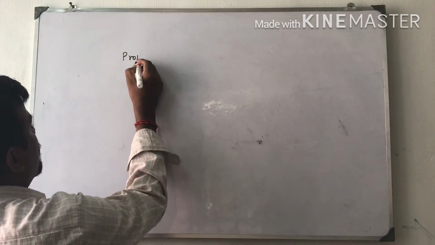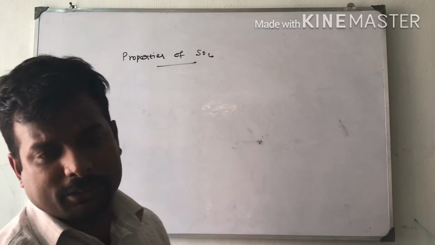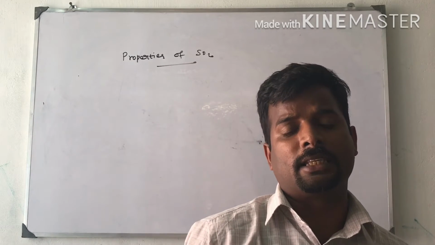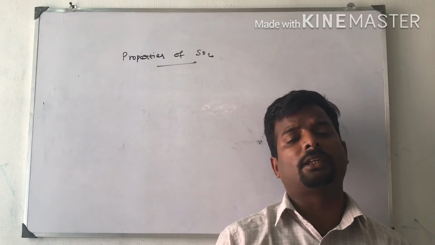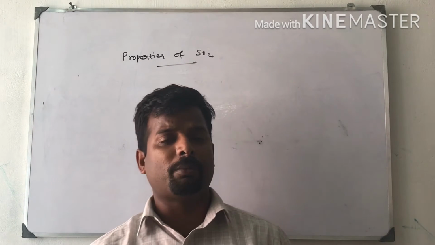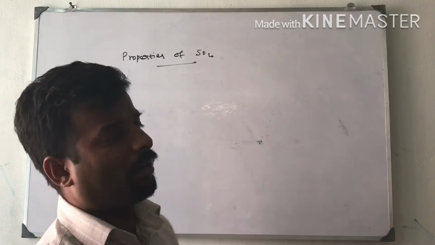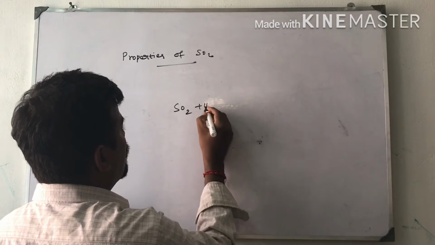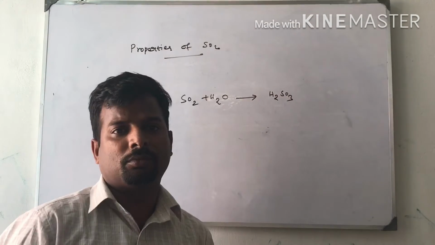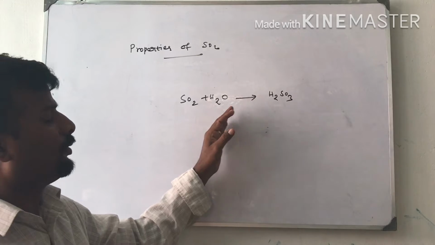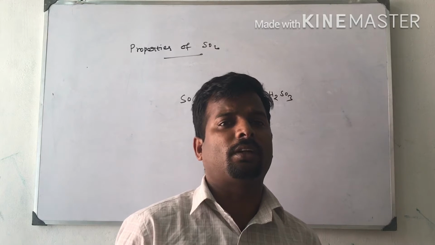Next is the properties of sulfur dioxide. Sulfur dioxide is a colorless, pungent smelling gas. It is soluble in water. Now I am going to tell the properties. Sulfur dioxide reacts with water: SO2 plus H2O gives sulfurous acid, H2SO3. This is the reaction of sulfur dioxide towards water.